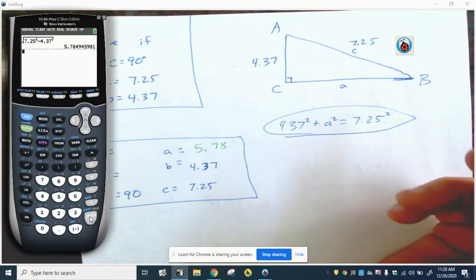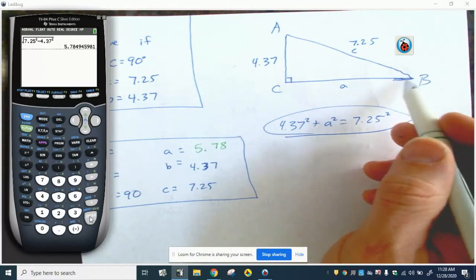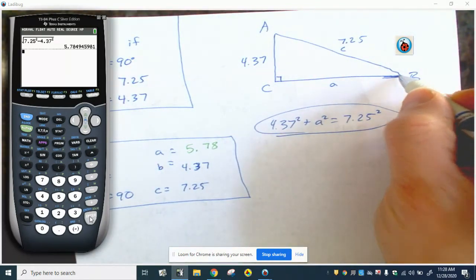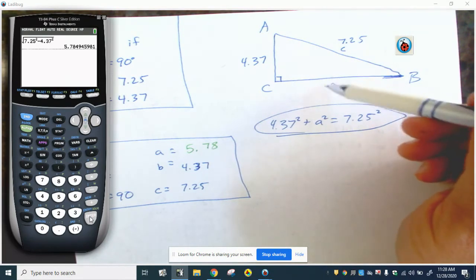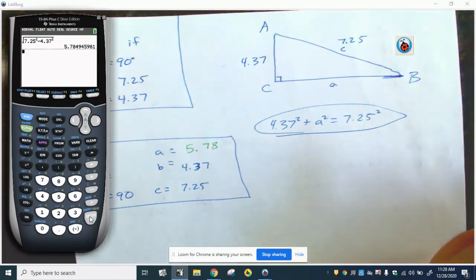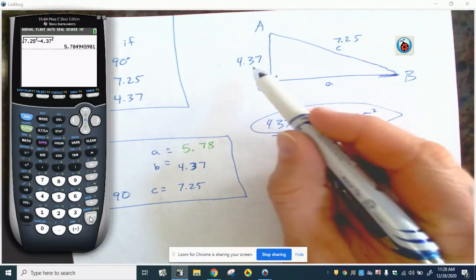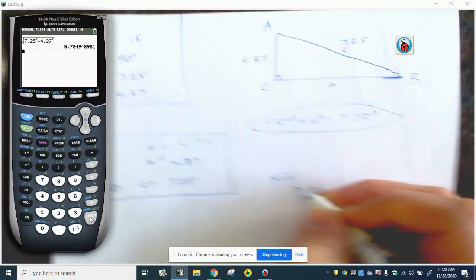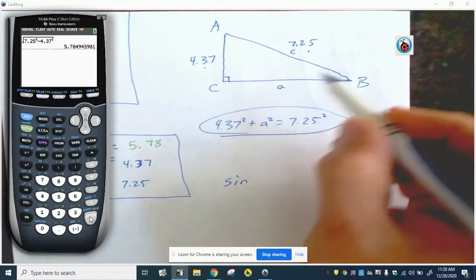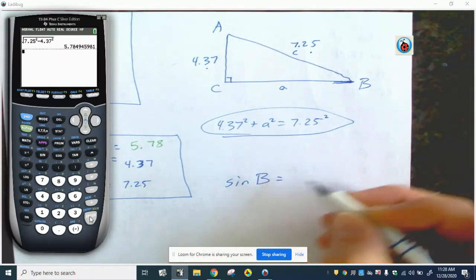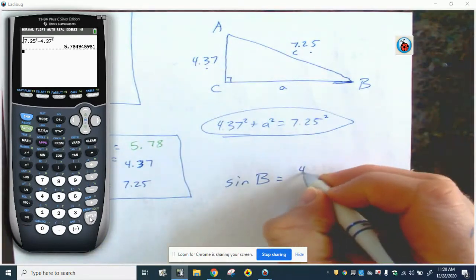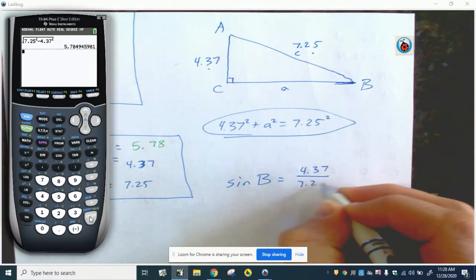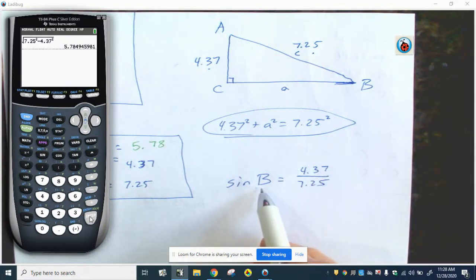So step one, pick one, whichever one you want. Let's say we want to do B. So from the B, what two sides do we know? Well, technically we know all three, but I'm not going to use the one I calculated. I'm only going to use the given ones. So from the B, opposite and hypotenuse, right? So that's a sine equation. So if you write a sine equation for that, sine of angle B is equal to opposite 4.37 over 7.25. Well, we know how to solve these, right?